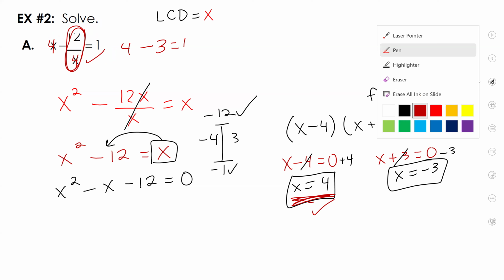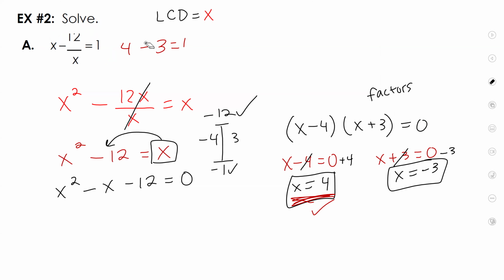Let's check the other one. I'm going to now plug in a negative 3. So I'll put a negative 3 where this X is and a negative 3 here. So I get negative 3 minus, what's 12 over negative 3? Negative 4. What do two negatives make? Okay, so guys, is negative 3 plus 4 1? Good, so they both work. They're both solutions. We did not have an extraneous solution.